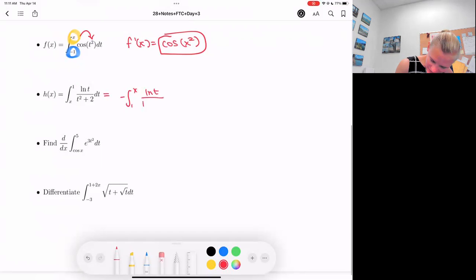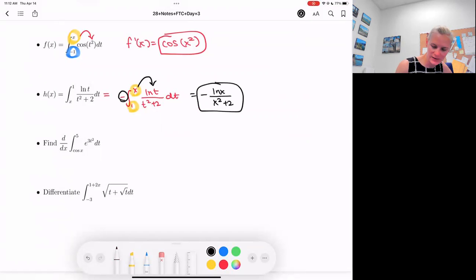So I still have ln of t over t squared plus 2 dt. Now my integral is set up so I have a number at the bottom and an x up top, which means the fundamental theorem tells me just plug the x's in for the t's. We're still going to have that negative hanging out front. So I replace all the t's with an x, so I get negative ln of x over x squared plus 2. Okay, so that one just points out this little detail that we need the x up top and a number on the bottom before we can use this.